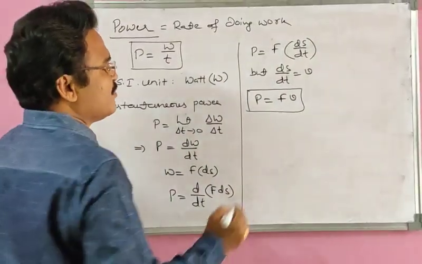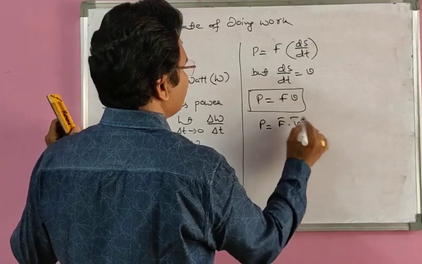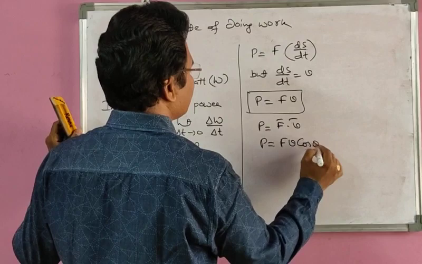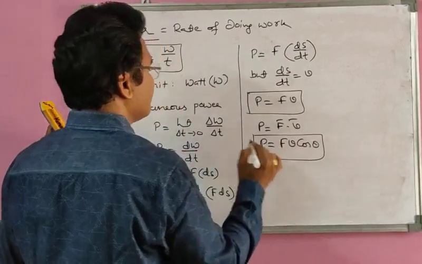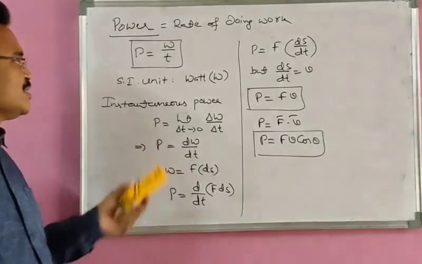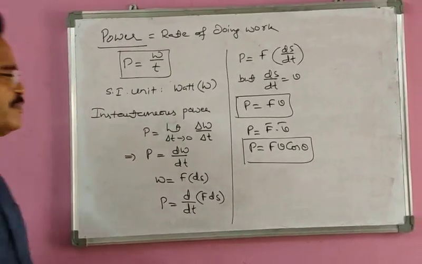And in terms of vector notation, we can write P equals F bar dot V bar, which will give you Fv cos theta. This is another notation of the power. So power is the rate of doing work, and instantaneous power we can write as Fv cos theta also.